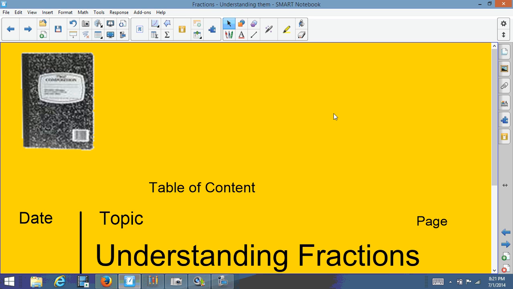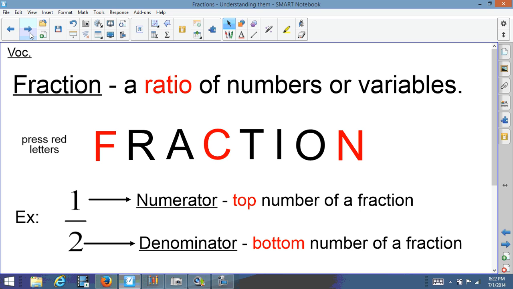This time we are talking about understanding fractions. A vocabulary: a fraction is a ratio of numbers or variables.